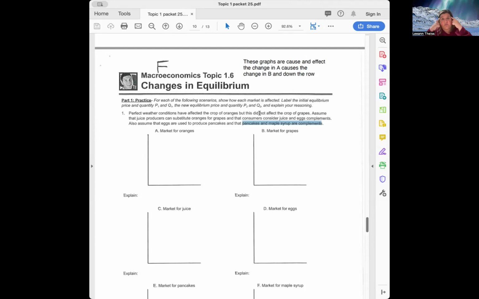Then think through, well, what happens if I have a change in price of a substitute good? What happens to grapes? Graph it out, do your shift. What happened to the price for grapes? Okay, I'm going to take that price for grapes. It went up or it went down, and then ask myself what happens to the market for juice. You're using the change in price from the previous graph to determine what happens in the next graph. I think that should help you.